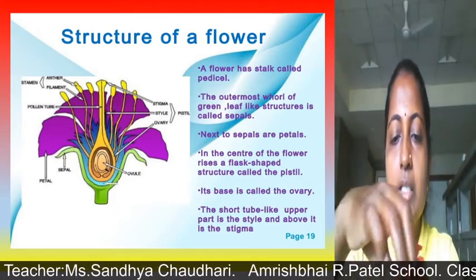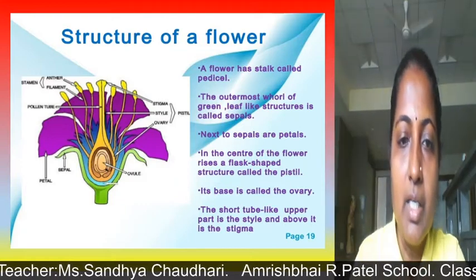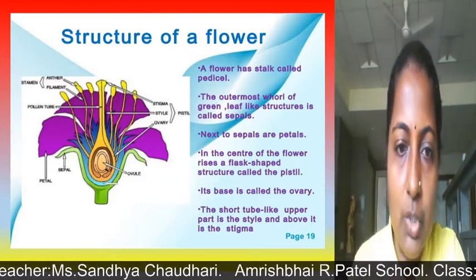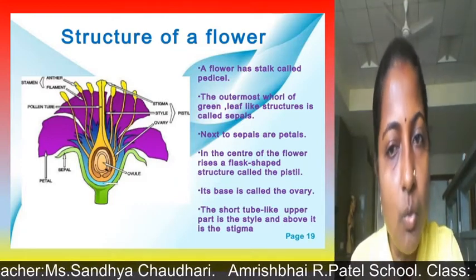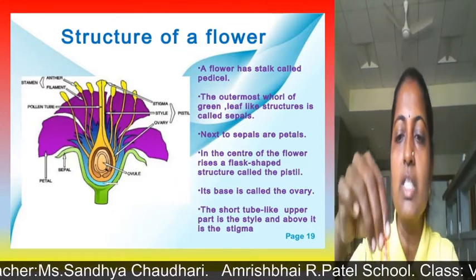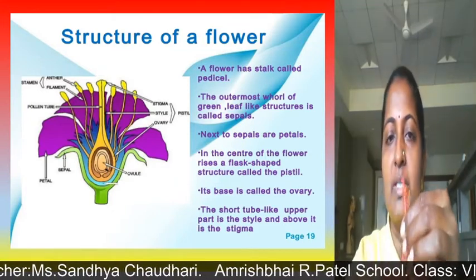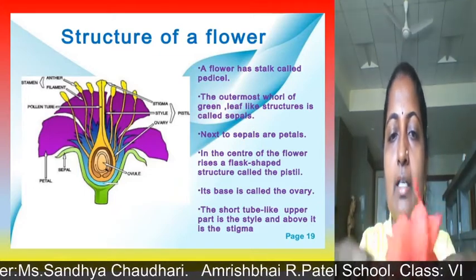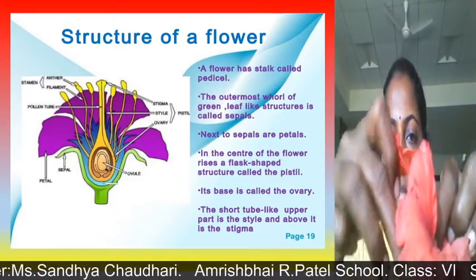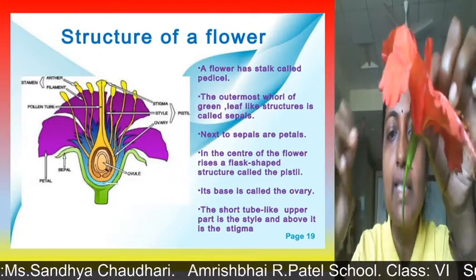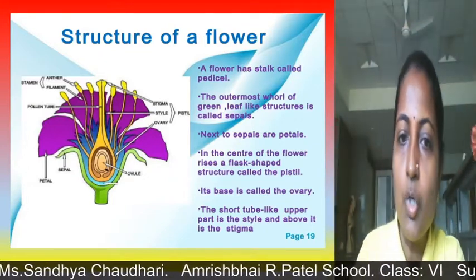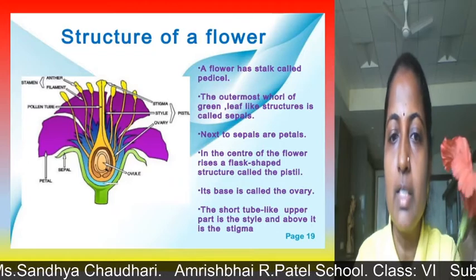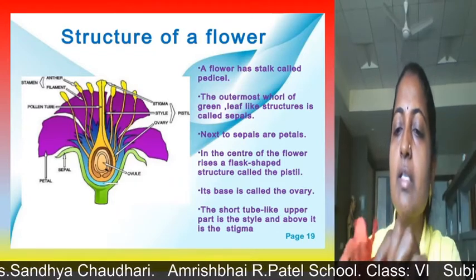Now, inside this is the pistil part. We will see one by one after dissection. Its base is called ovary. Inside the part called pistil, the ovary is situated. And the short tube-like upper part is the style, and above it is the stigma.